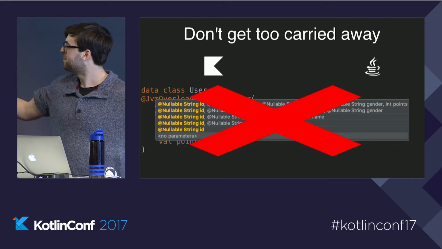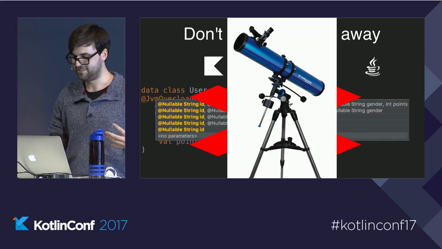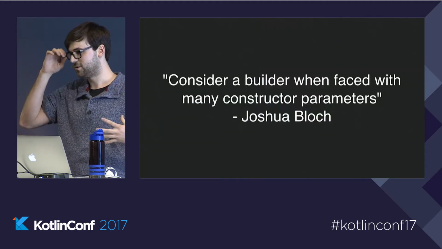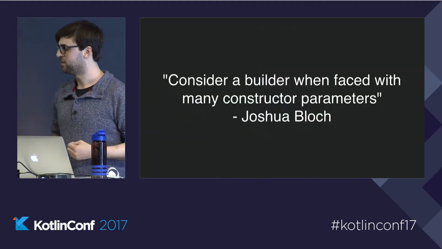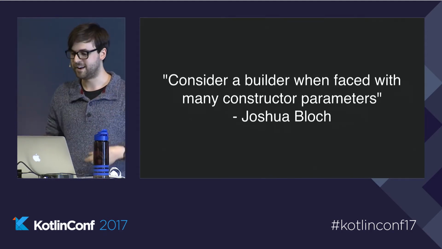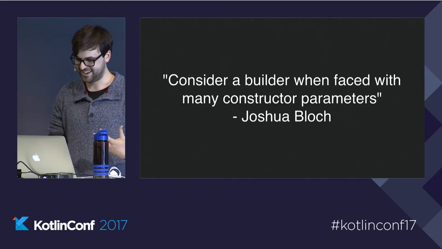This is a telescoping constructor call, right? Don't make telescoping constructor calls. This is part of Effective Java. Consider a builder when you're faced with many constructor parameters, right? You shouldn't have 6 different forms of your constructor. This is error prone. There were 4 strings in there. You could have moved them around and made an error in Java, and you would never know. So JvmOverloads is not the solution to everything.